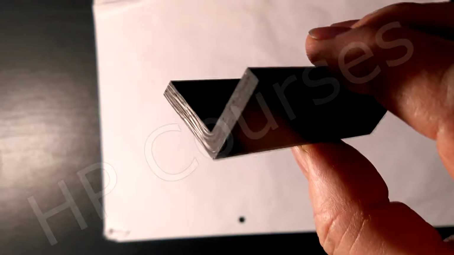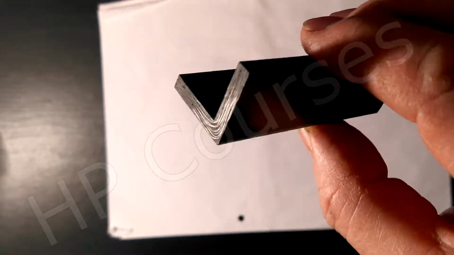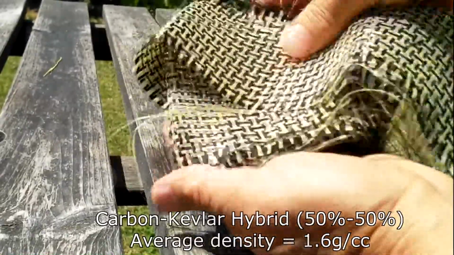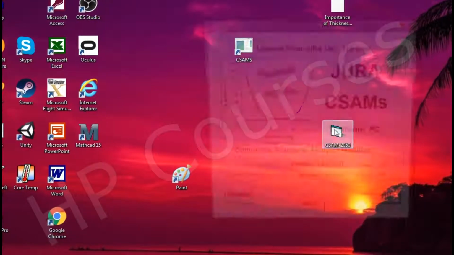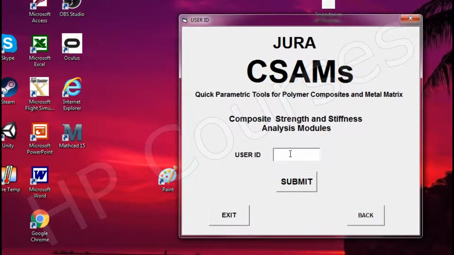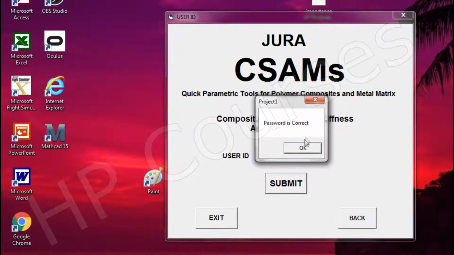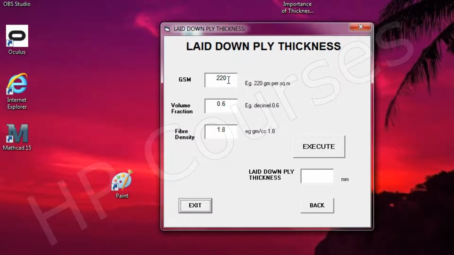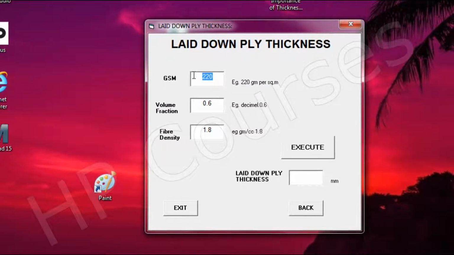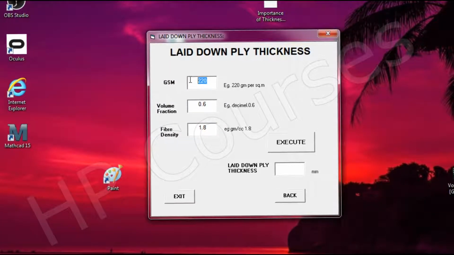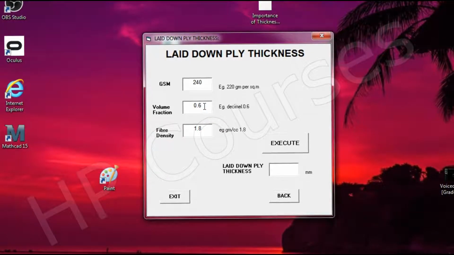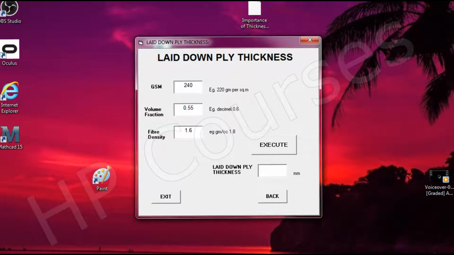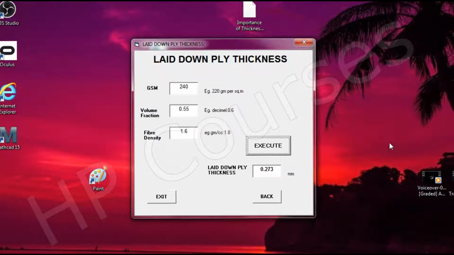You can see many layers in this carbon fibre angle bracket. Let's do a hybrid of carbon fibre and Kevlar fabric. So going to CSAMs, open PTAM. The areal weight given for this material is 240. That's a combined material of carbon fibre and Kevlar. The volume fraction, we're going to assume 0.55. And the density is 1.6 grams per cc. The calculated laid down ply thickness is 0.273 millimeters.